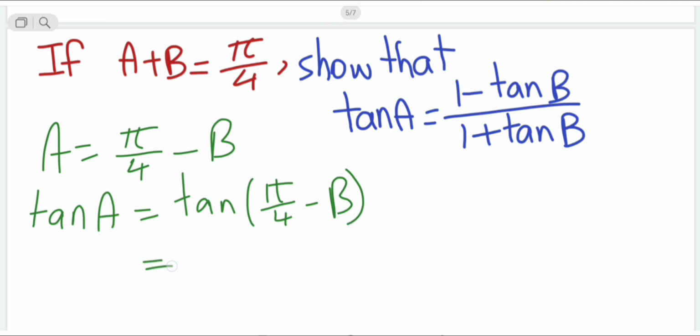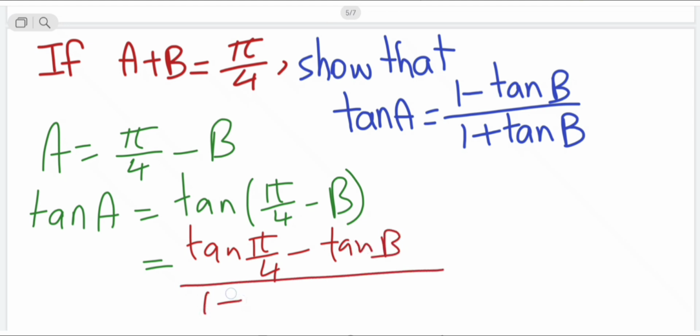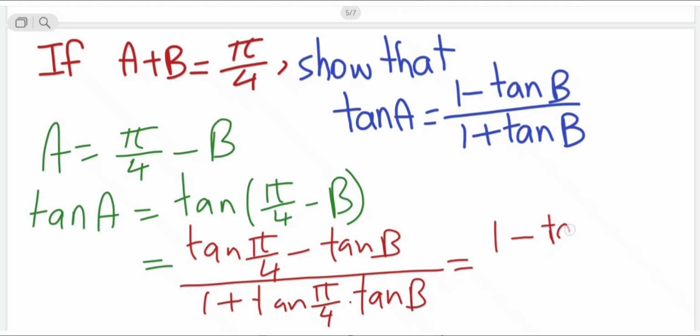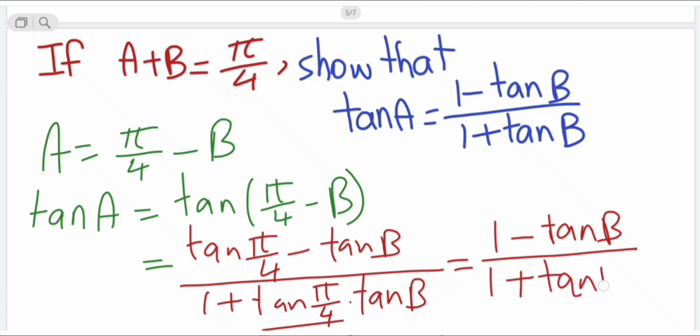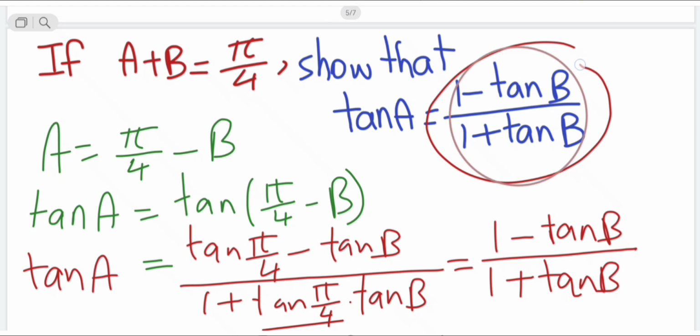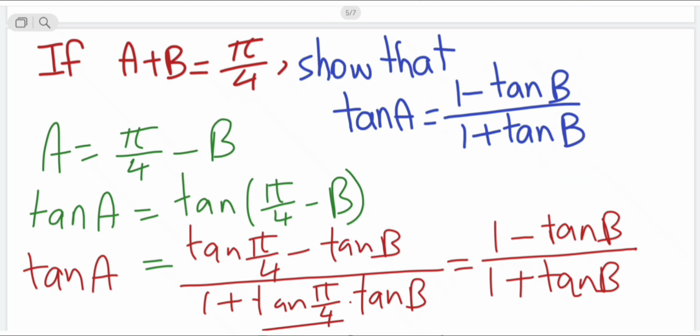So tan A we will keep the same, and on the other side we will apply the formula. What is the formula? tan pi over 4 minus tan B over 1 plus, because the numerator is negative, so the denominator will be plus, tan pi over 4 into tan B. So tan pi over 4 equals 1, giving 1 minus tan B over 1 plus 1 multiplied by tan B. So tan A equals 1 minus tan B over 1 plus tan B, which is the answer. So proved. You can write this is the answer, proved.